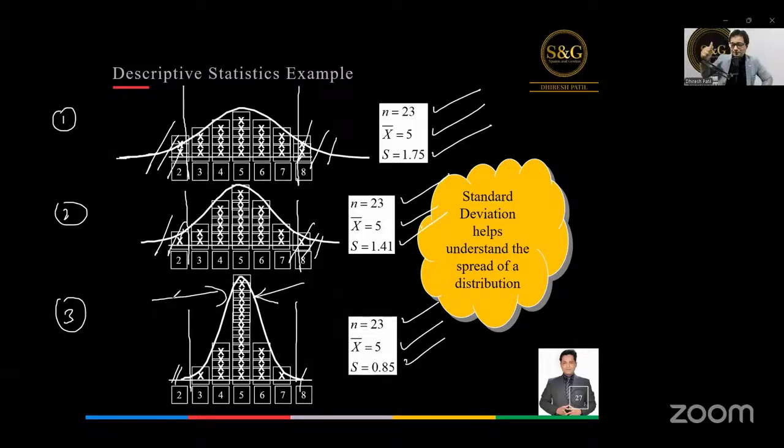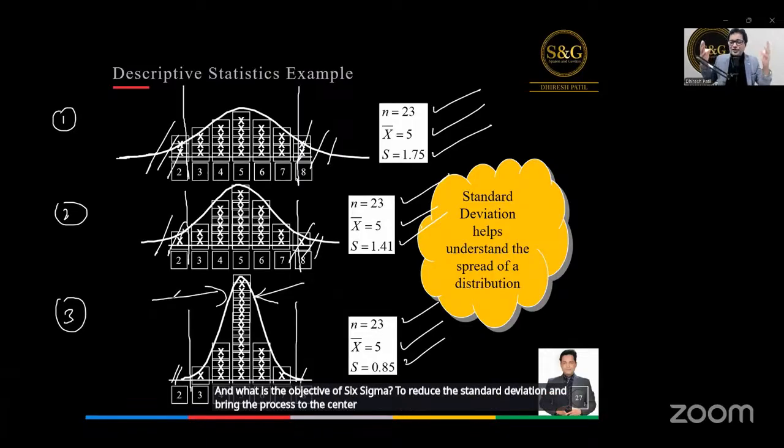Are you clear? Just give me yes in the chat box. Clear what is Sigma and what is the objective of Six Sigma? To reduce the standard deviation and bring the process to the center and reduce the rejection.